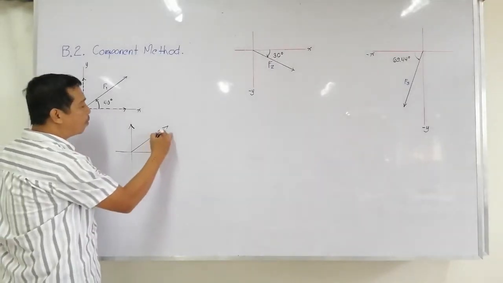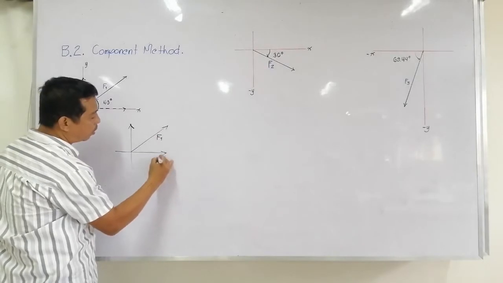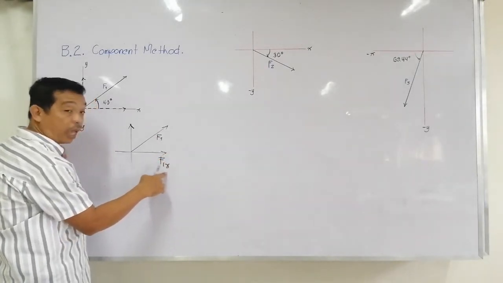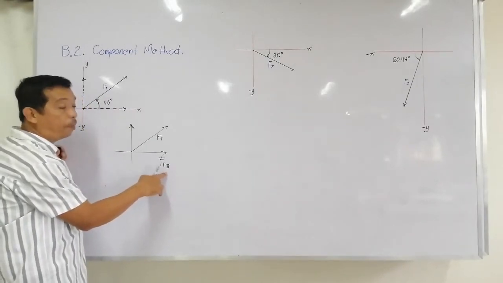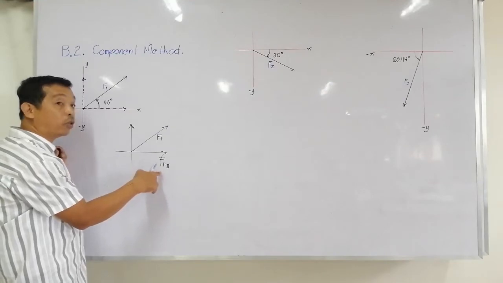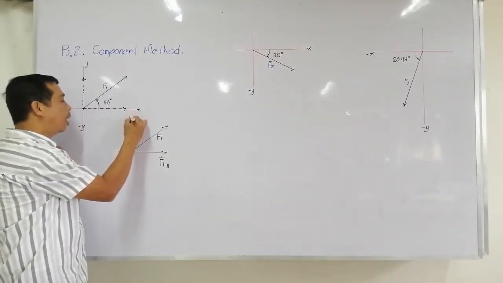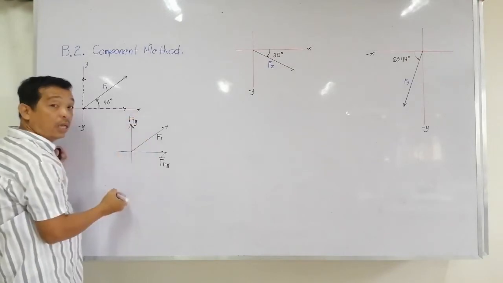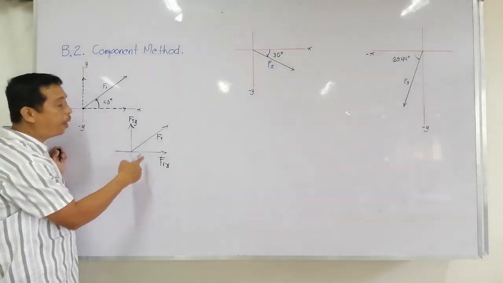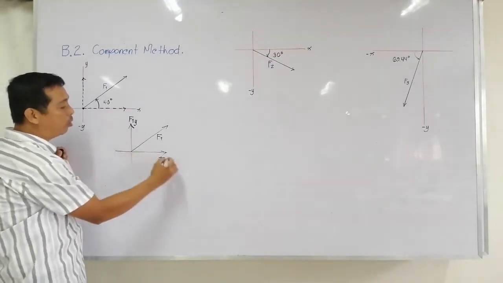Kung sasabihin natin, if this is your F sub 1, we will say this is your F sub x, F1x, or the x component of F1. Ito yung bahagi ni F1 na horizontal. And this one will be your F1y, the y component of F1, the part of F1 that is towards north. So may value ito, may mga value ito.